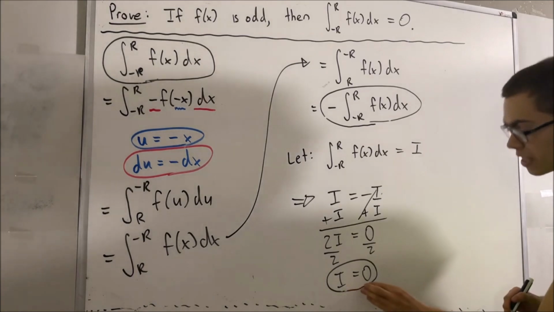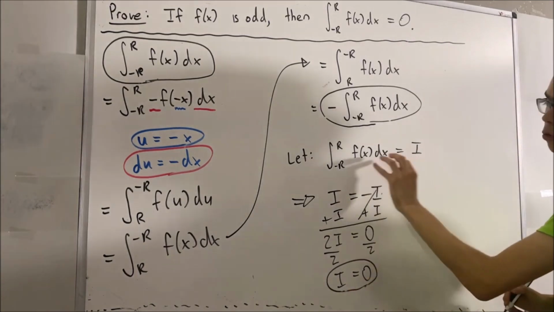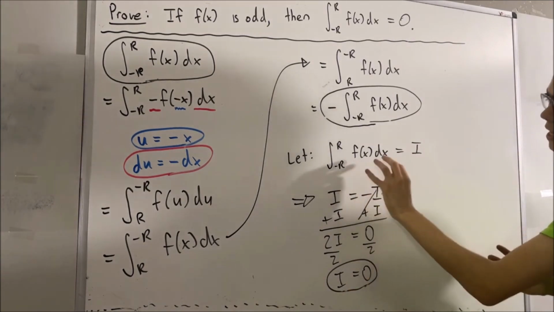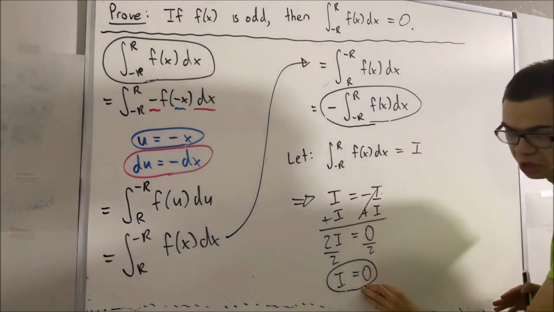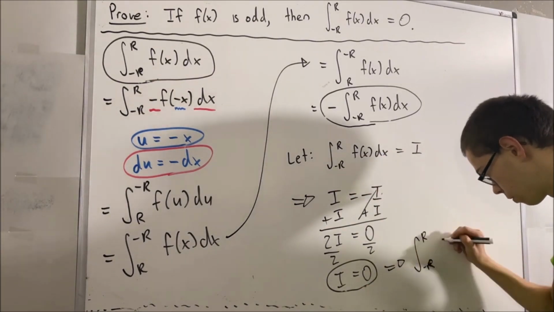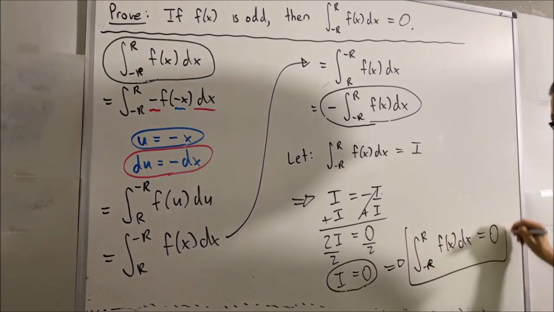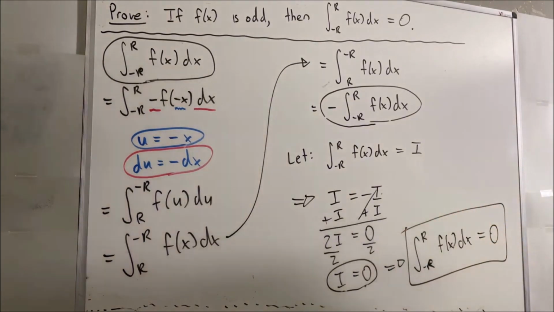And since I is equal to 0 and I is equal to our original integral, that means that our original integral is equal to 0. And so we have proven exactly what we wanted to prove. Yeah, that's pretty much it for this video.